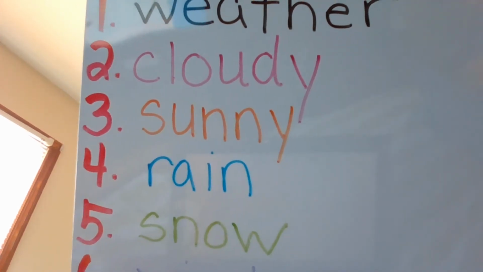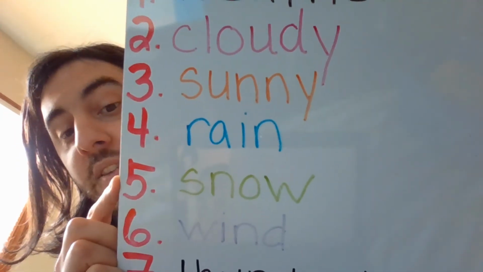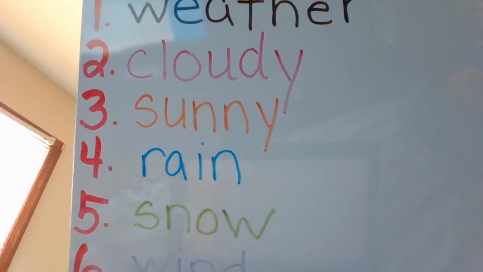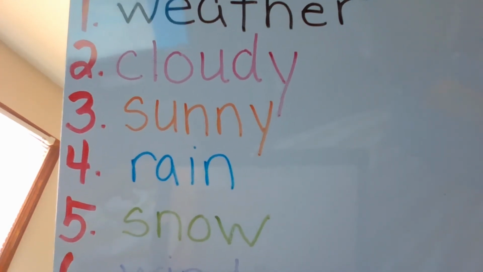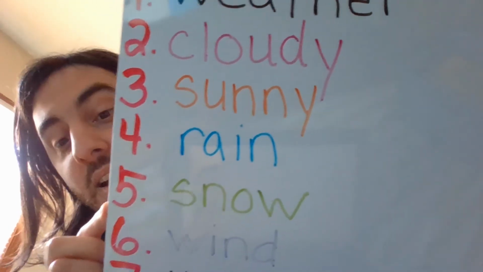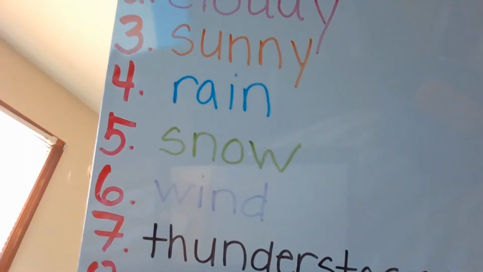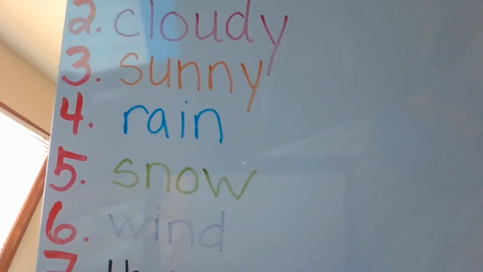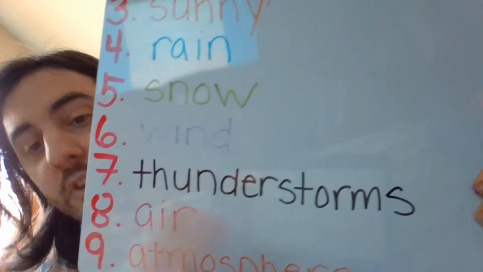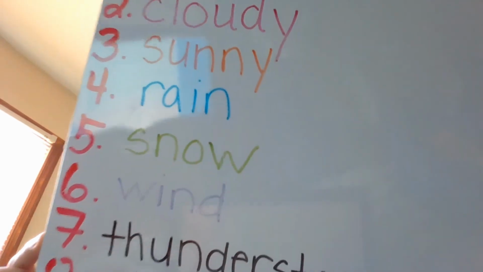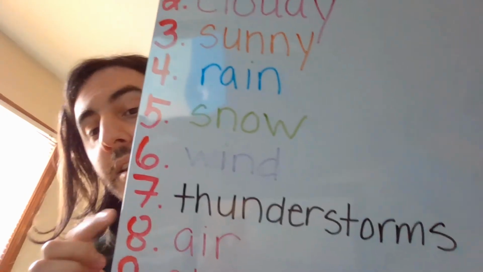Rain is when droplets of water fall from the clouds in the sky. 5, snow. Snow is when rain freezes into a solid while it is falling from the sky. Number 6, wind. Wind is when air around us moves quickly. Then we have thunderstorm. Thunderstorms are when dark clouds make thunder and lightning and usually a lot of rain.